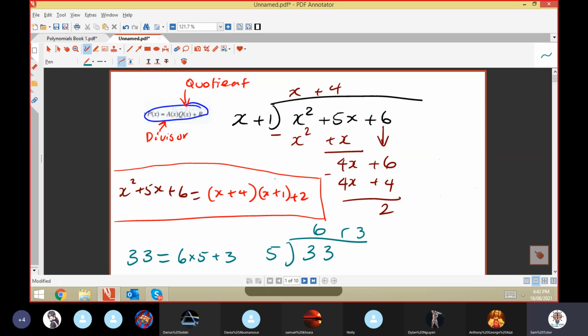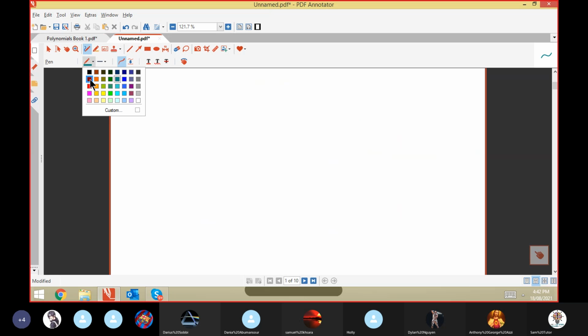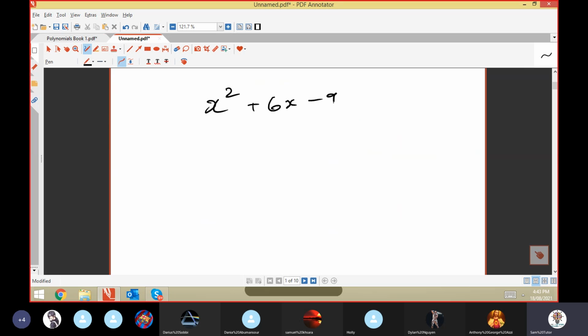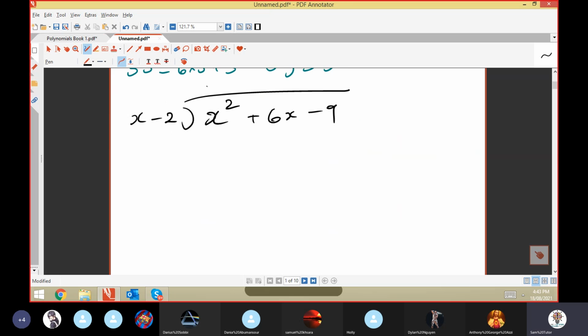So cool. All right. Let's do it again just to make sure we can write those in that form. X squared plus 6x minus 9 divided by x minus 2. And then we just do the same thing. X into x squared is x. Multiply. Subtract. 6 plus 2 is 8. Bring the minus 9 down. Go again. Plus 8. 8x minus 16. Minus 9 plus 16.